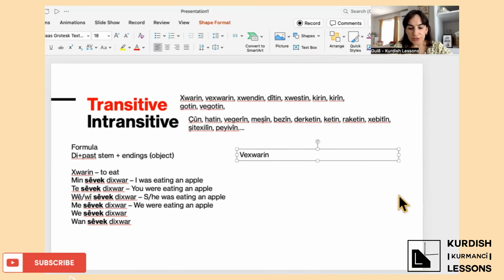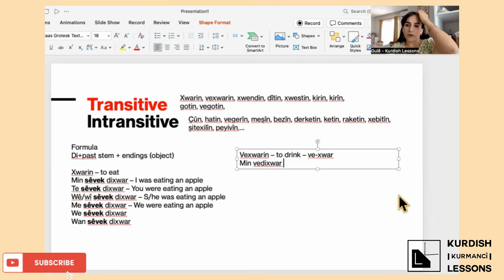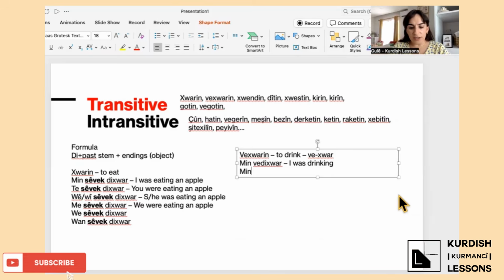To drink. So the stem is to drink. It's a compound verb. So if you have a compound verb, the prefix is in the middle. This is I was drinking. I was drinking a tea.